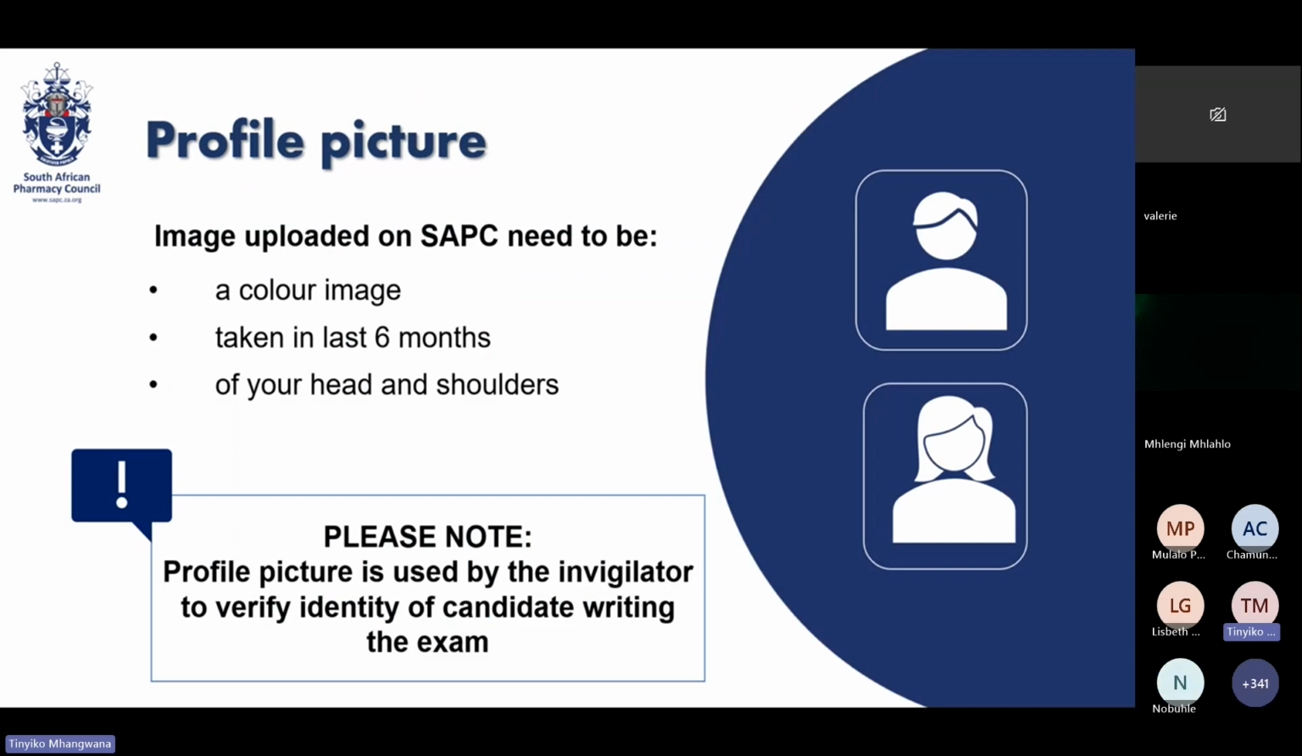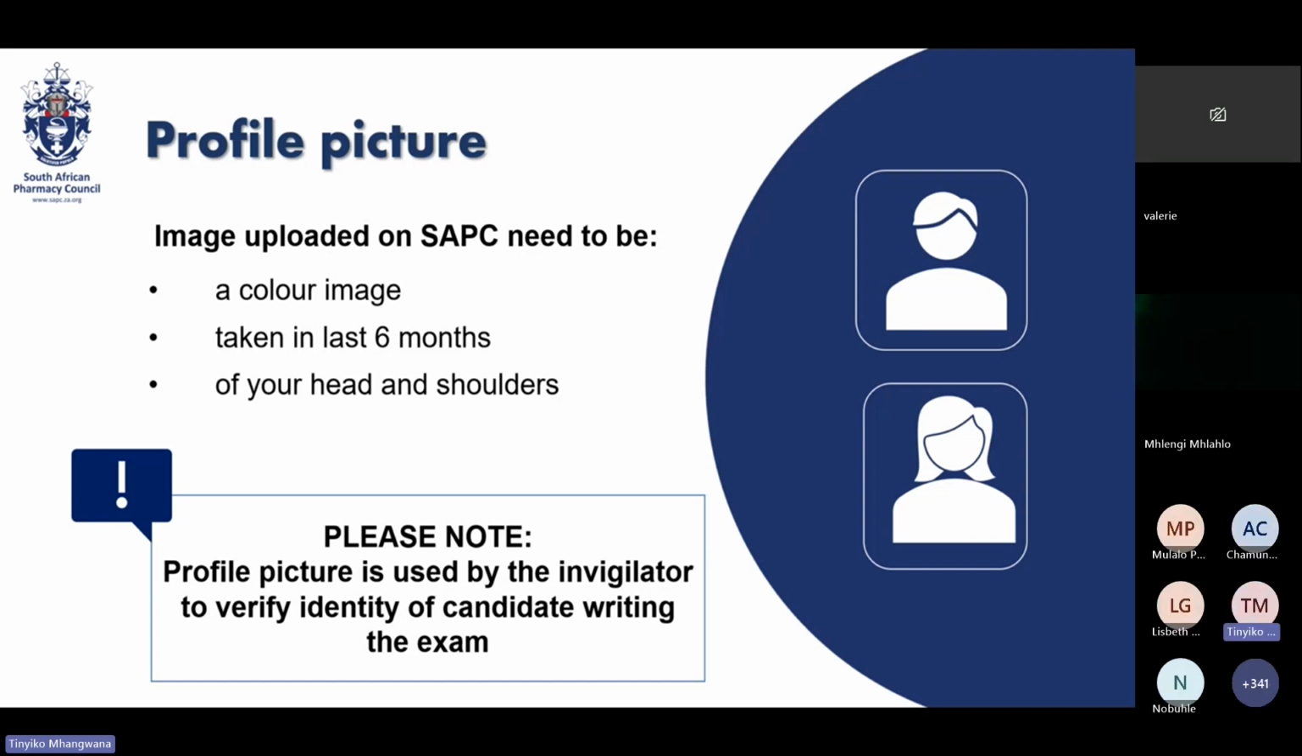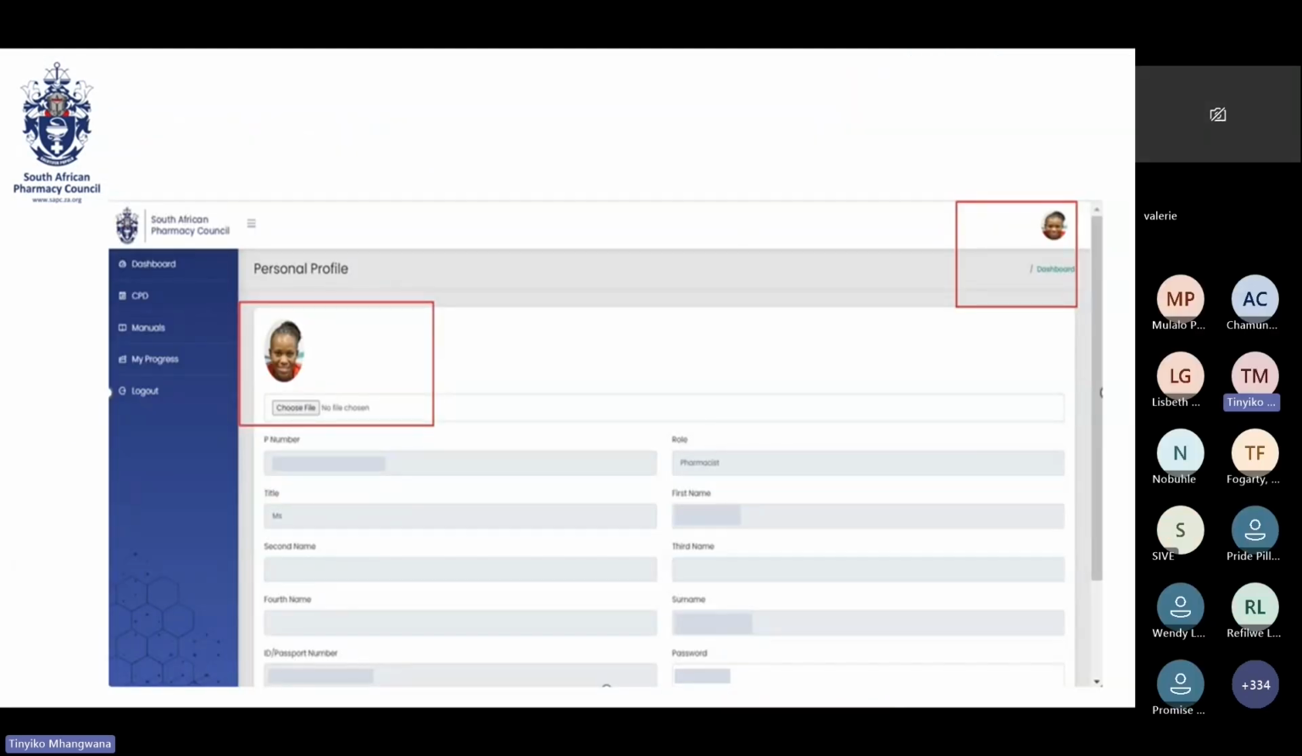We will also require you to update your profile picture on the website. You will need to take a recent color image of yourself, and please let it be your face up to the shoulder, and it must be in color. To upload that picture, you go where you see the picture, choose from your device the picture that you prefer, and upload it, and it will appear.